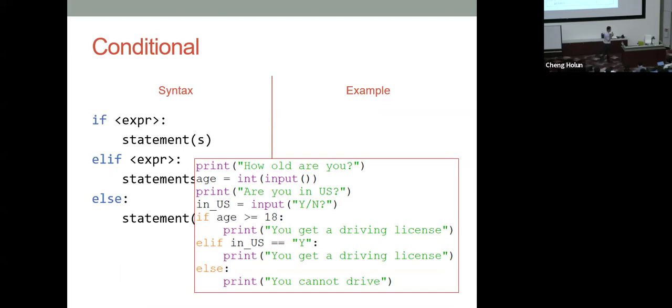So for example, my code is like this now. If my age is larger than 18, of course you can drive. Elif, if you're in the US, then you can still get a driving license. Otherwise, you cannot, okay? So you can actually use this elif instead of else-if.